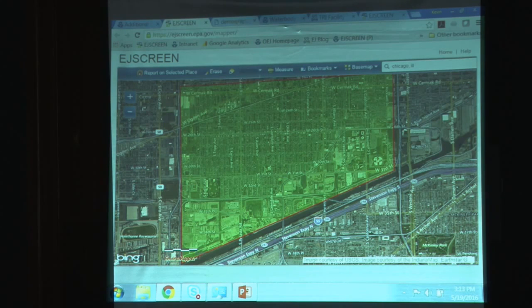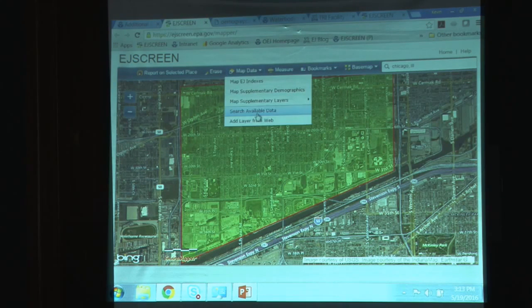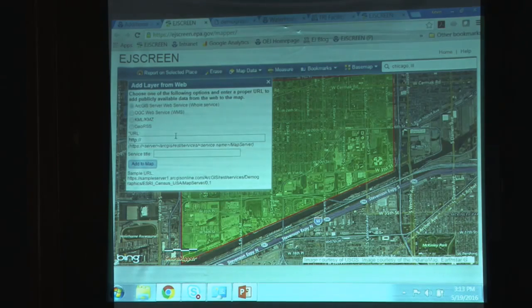There's a few other features I can quickly point out for those of you that do have other data that you have built out. It's very easy to add it into the tool. You just need to publish that in ArcGIS, copy and paste the link, and hit Add to Map, and you can bring your own data layers in. So if you have state or local data you want, and you also want to access the demographic or environmental data and look at them side by side, you can bring your own data into the tool.